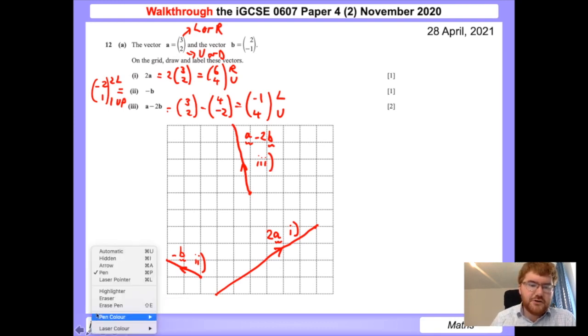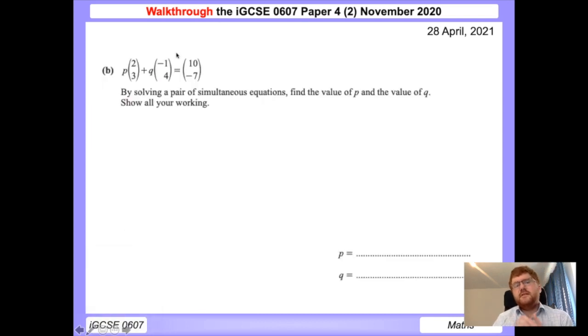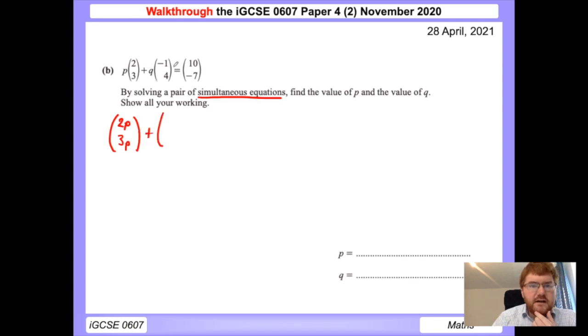Right, the very final question is we're given this kind of strange equation, and they've given you a hint here. We need to use simultaneous equations, find the value of P and the value of Q for 4 marks. So the first thing to do here is to actually multiply both these numbers by P and then both these numbers by Q. So what we're going to get is 2P, because 2 times P is 2P, 3 times P is 3P, plus Q times minus 1 is minus Q, 4 times Q is 4Q, and that's equal to 10 minus 7.